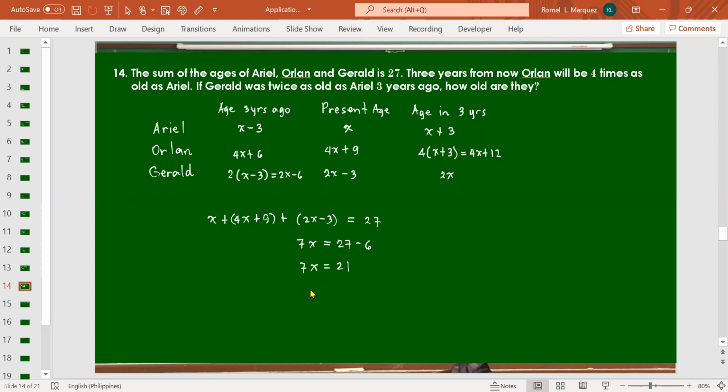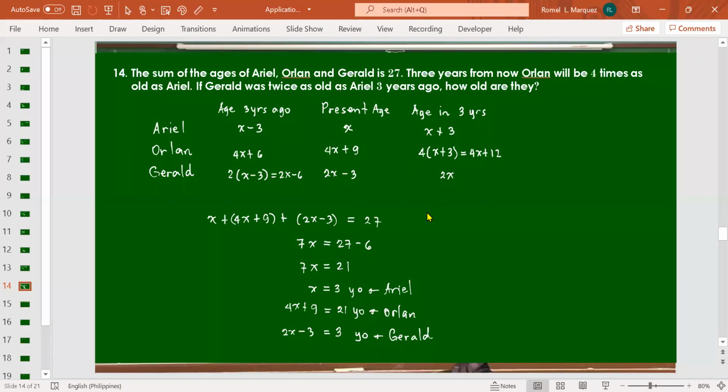So 7x equals 21. What is x, children? 3 po. How old is Ariel? 3 years old. That is Ariel, no? What about Orlan? 4 times x plus 9, so 12 plus 9, 21. That is Orlan. What about Gerald? 2x minus 3, so 6 minus 3, 3. Am I right, guys? Is that correct, guys?